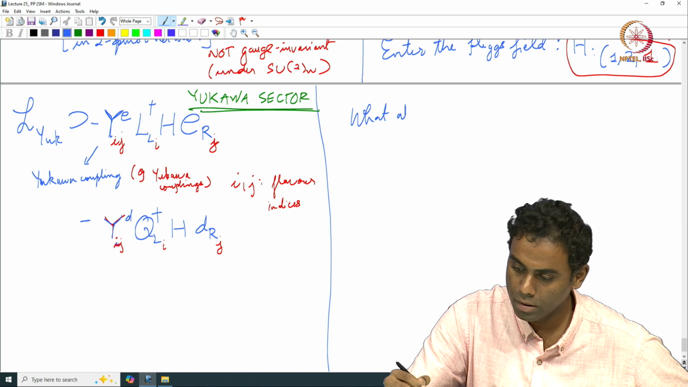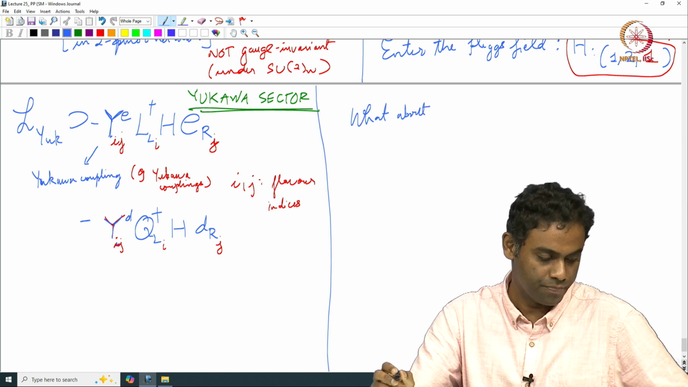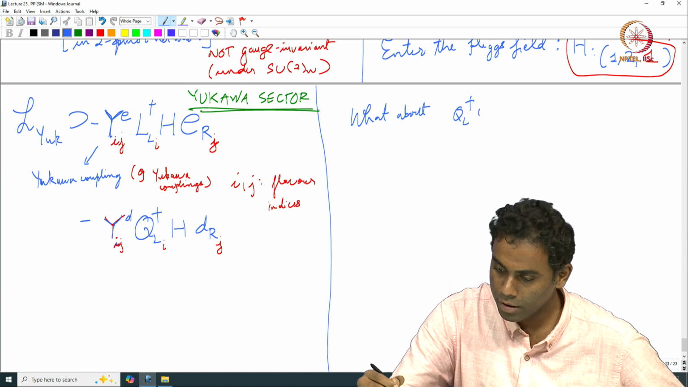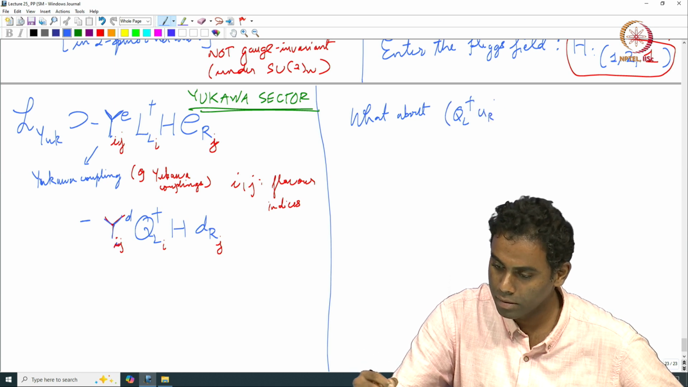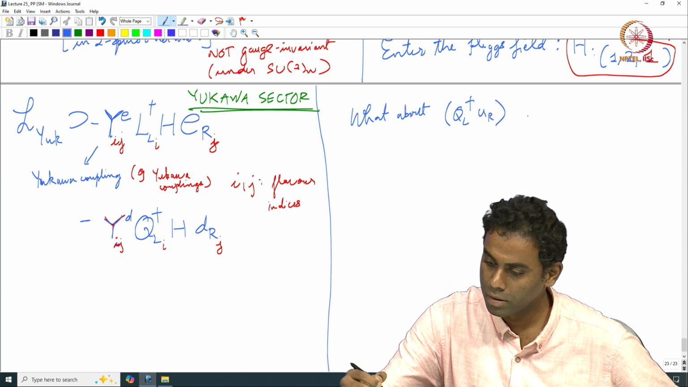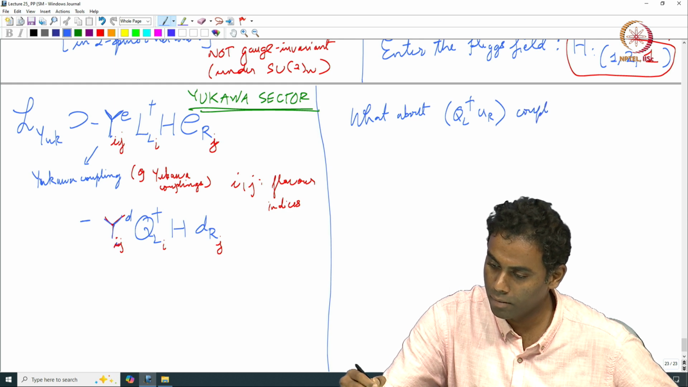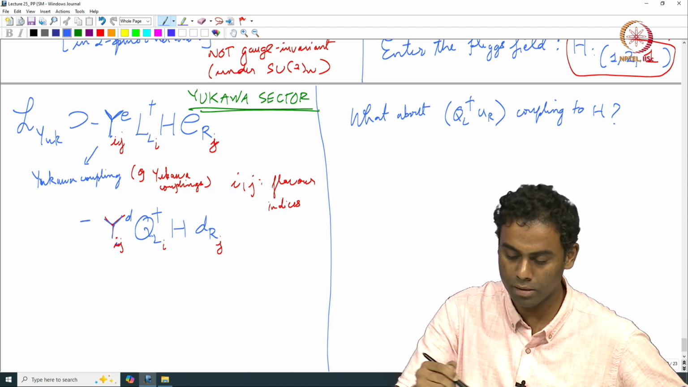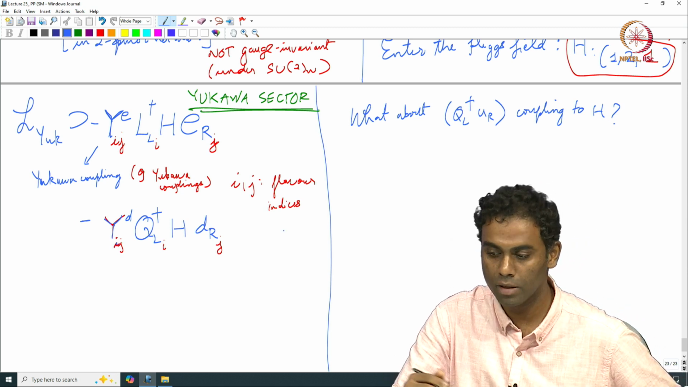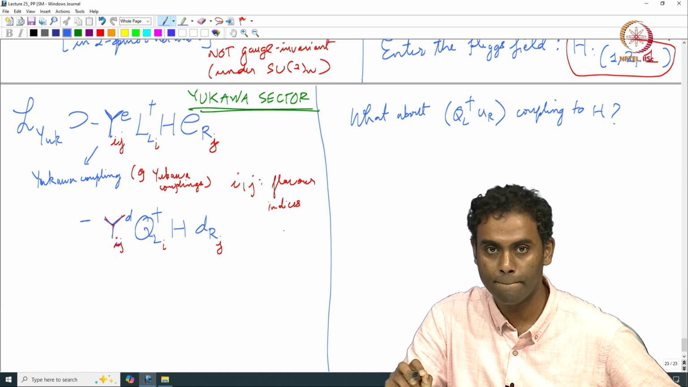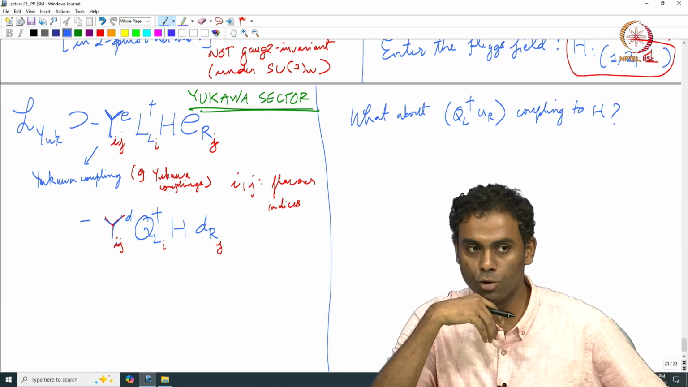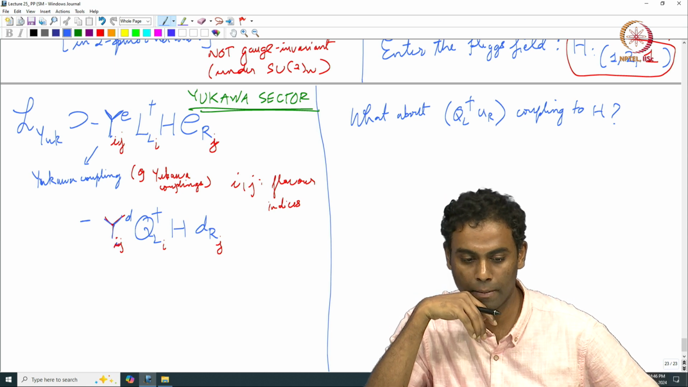What about the coupling of QL dagger UR to the Higgs field? Can you do this? So, we just saw QL dagger DR we did. What about this combination, right? If you have DR, you would think by the same token you also want an interaction with the UR, right?